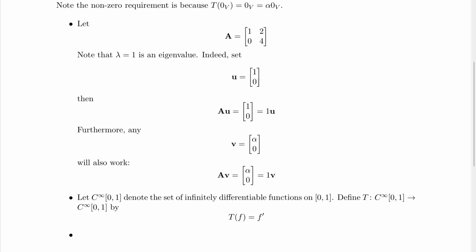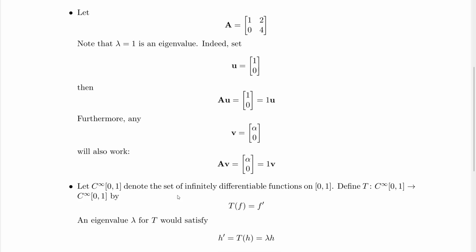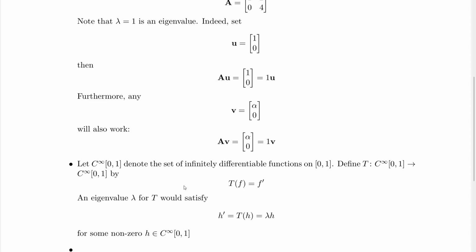Right, if we just write out the definition, this says give me a function and take its derivative. Well, an eigenvalue would satisfy that T of h has to equal lambda h for some non-zero infinitely differentiable function. However, the action of T is to take the derivative, and oh hey, we get a first order differential equation. In fact, we get the first order differential equation: find me a function whose derivative is a scalar multiple of itself.